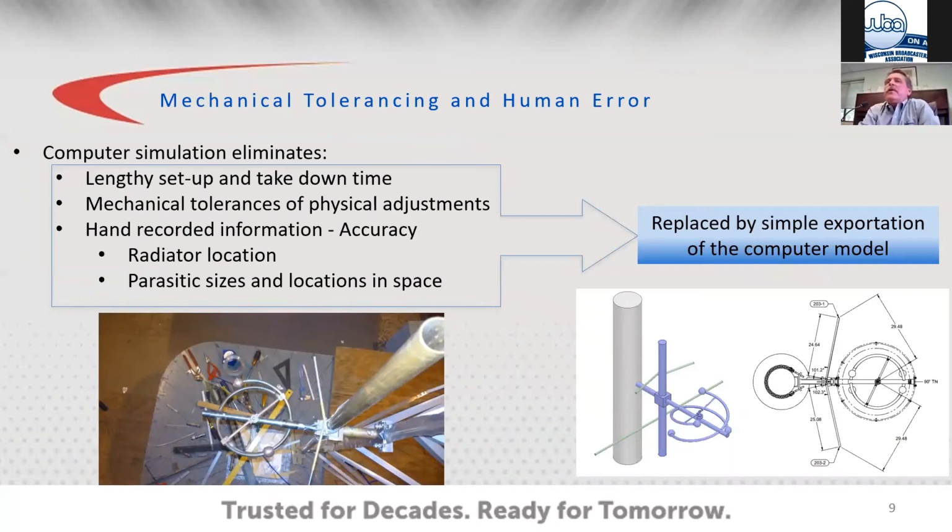Computer simulation also eliminates lengthy setup and takedown times of models. You can see a picture here on the bottom of your screen, which is a scaled model in our test range. And what I can tell you is that over the years, our technicians have become experts with aluminum tape and tie wraps. And once the geometry is set up, they had to record by hand the information such as, where is the radiator in space, where are the parasitics in space, and all the dimensions of all the parasitics and so on. So these are all sources of error.